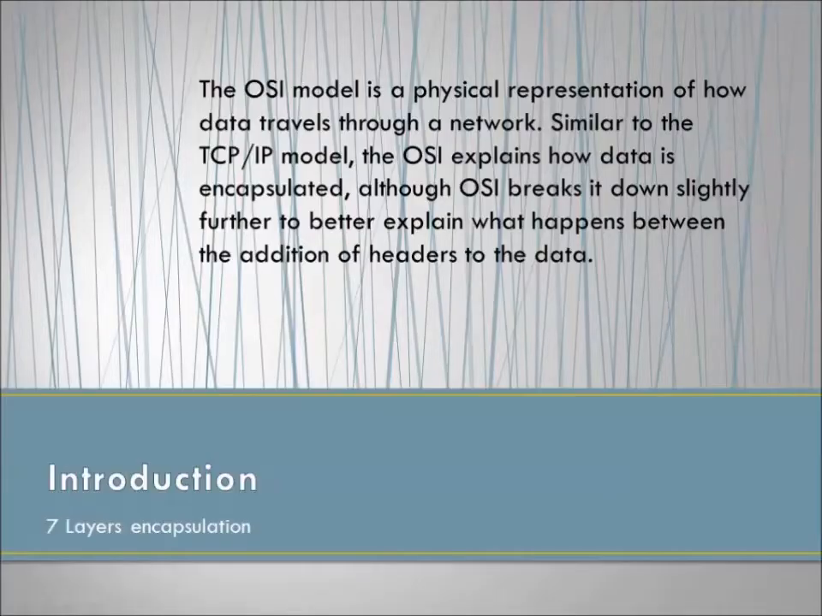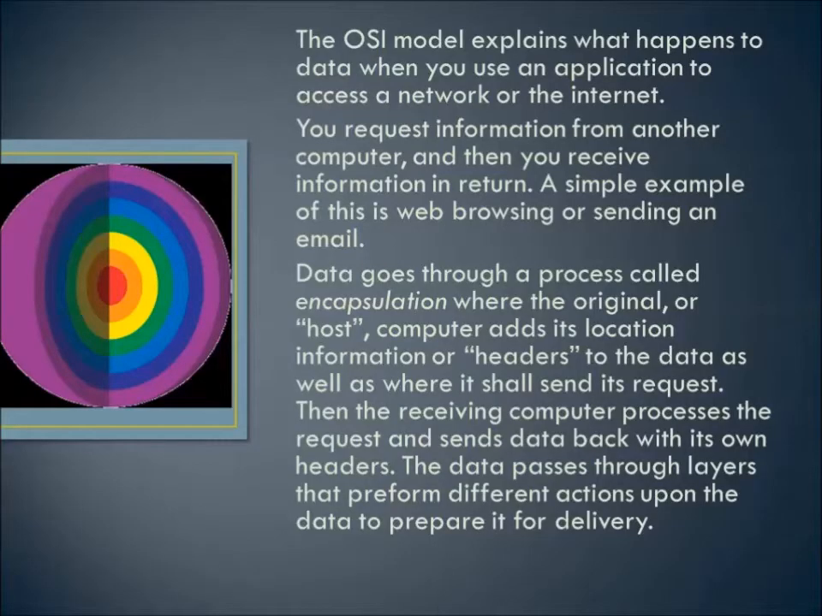The OSI model is a physical representation of how data travels through a network. Similar to the TCP/IP model, the OSI explains how data is encapsulated, although OSI breaks it down slightly further to better explain what happens between the addition of headers to the data. The OSI model explains what happens to data when you use an application to access a network or the internet.